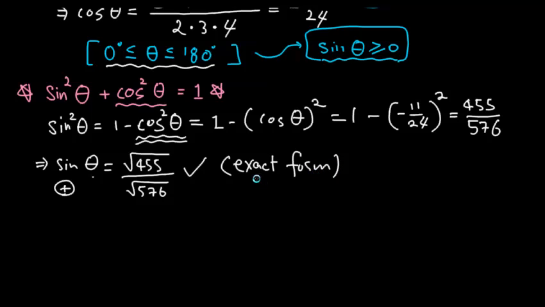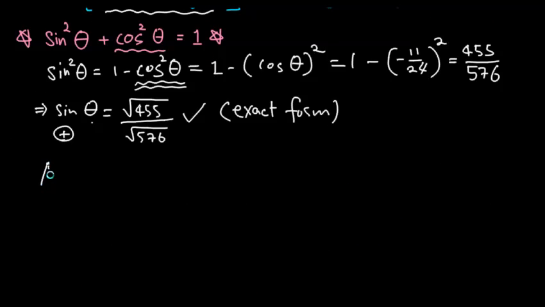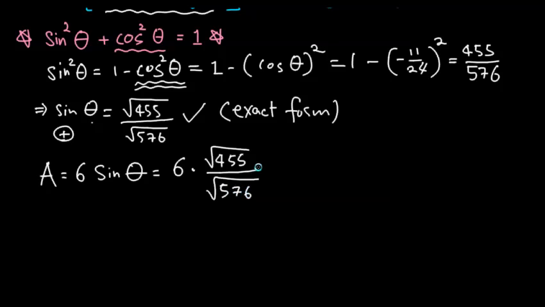Let me go ahead and show you what the area was. Here's the beginning part of the solution. We wrote down the area to be 6 times the sine theta. That's why we detoured and evaluated the cosine and everything. So let me copy that down. The area A that we're looking for is 6 times the sine theta from before. Now we know sine theta in that form, so it's 6 times root 455 over the square root of 576. That number is the exact area.